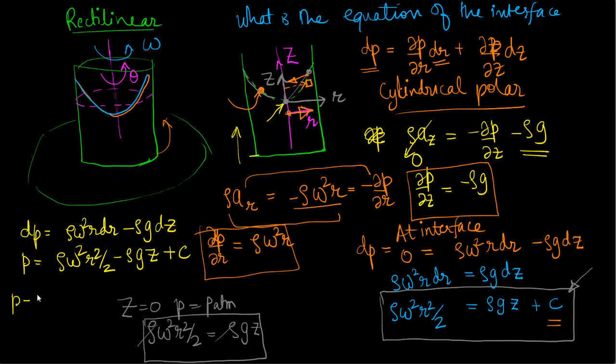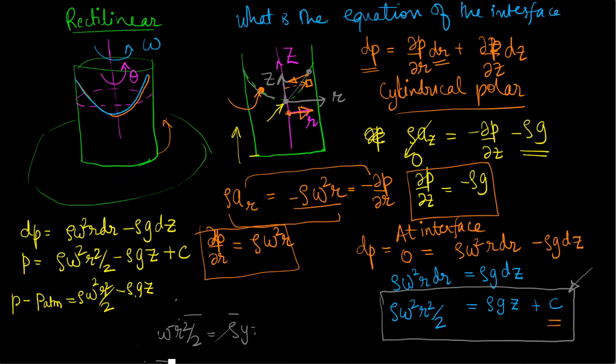Therefore we have p minus p atmosphere is equal to rho omega square r square by 2 minus rho g z. And with the help of this particular equation, you can put in any r and z you want, and that will evaluate the pressure at that given point. Okay, so this is how you do it.